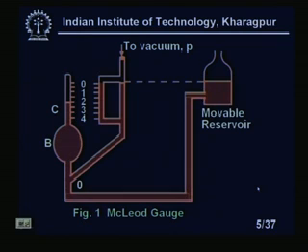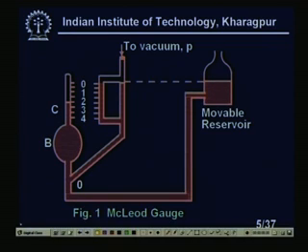You see, this is the schematic of the Mcleod gauge. Look at it very carefully. Here we have a movable reservoir, right. This reservoir can be moved up and down.